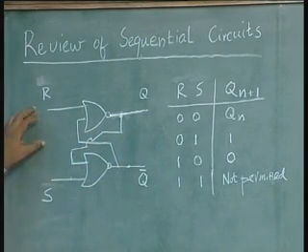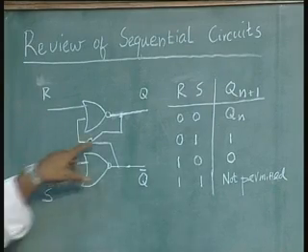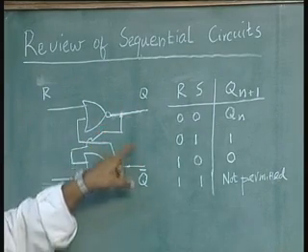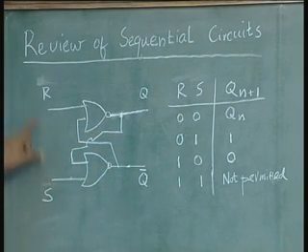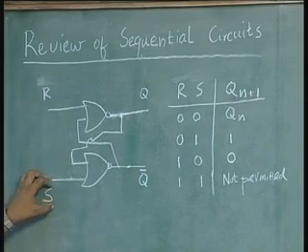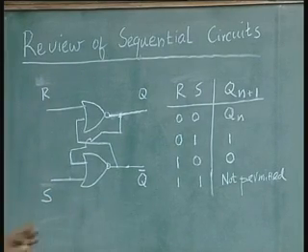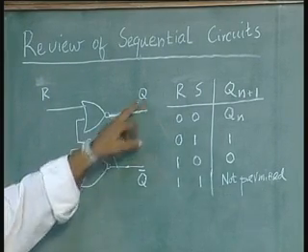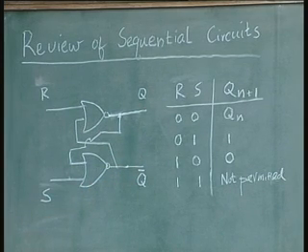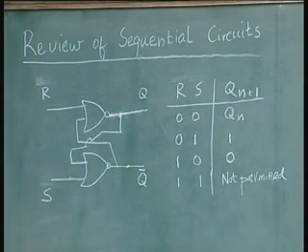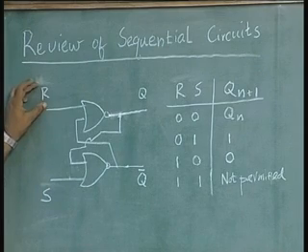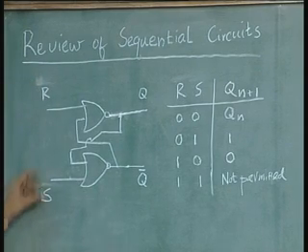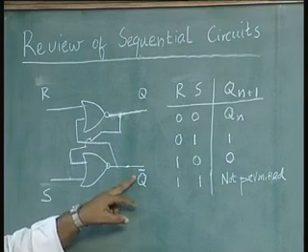If you want to make the output Q 1 and Q bar 0, of course Q and Q bar are always complementary, you make S equal to 1, R equal to 0. That means you set the latch, and that makes Q equal to 1 and Q bar equal to 0. If you want to put a 0 at the output Q, it is called resetting operation. You put a 1 in R, the reset input, and a 0 in the set input, then Q becomes 0 and Q bar becomes 1 automatically.